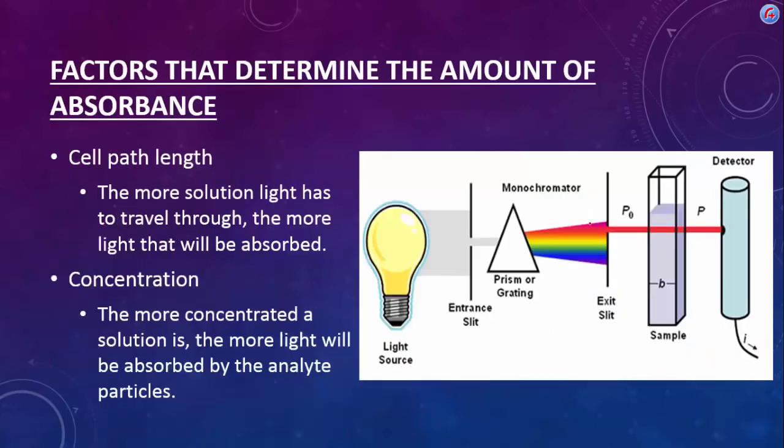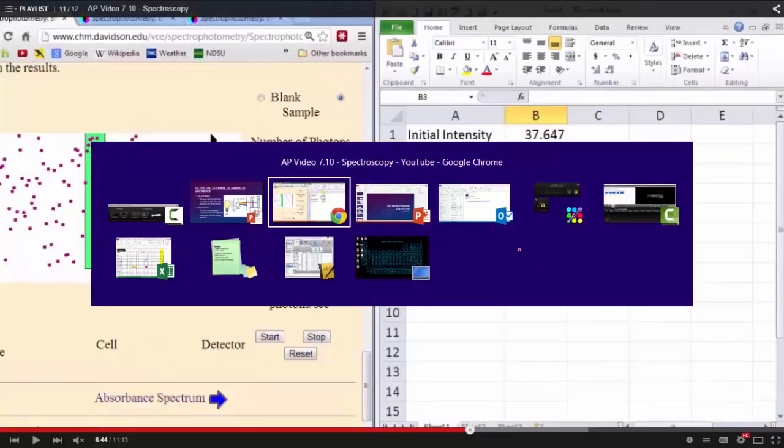So factors that can determine the absorbance are cell path length and concentration. The cell path length is basically how long your container is. Is it this wide, or is it this wide, like you see on the screen here? If you think about it, the farther the light has to travel through the sample, the more light is going to be absorbed. So I have another video I'll show you here demonstrating this as well.